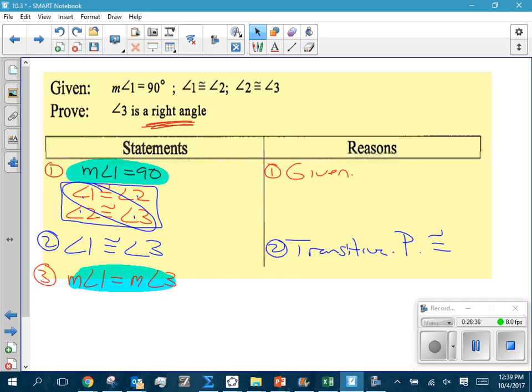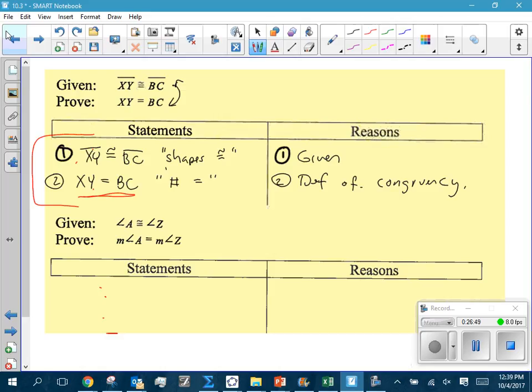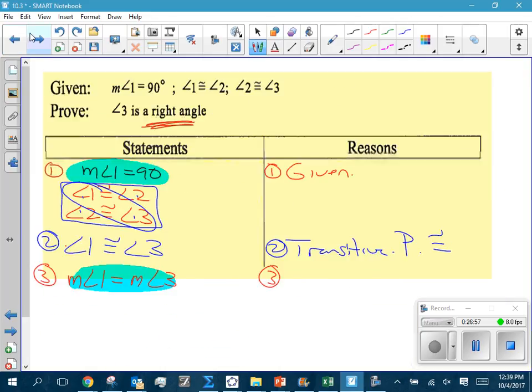But before we get to that next step, and I do this occasionally, I get ahead of myself and I forget to write my reasons down. If I went from congruency to equality, which is exactly what we did here, right? We went from congruency to equality. What's my reason? Definition of congruency.